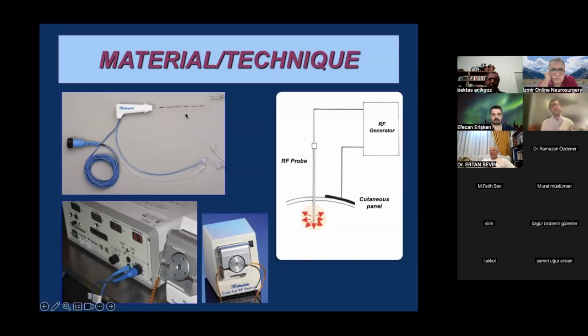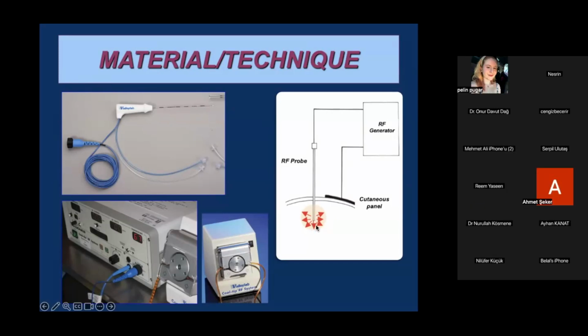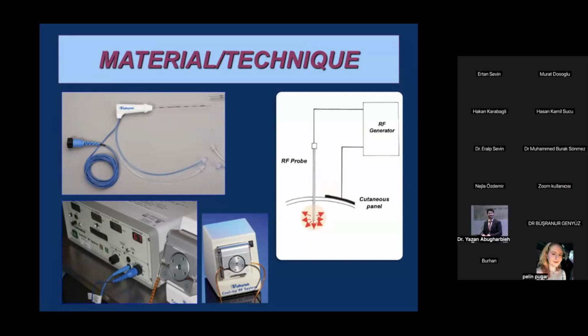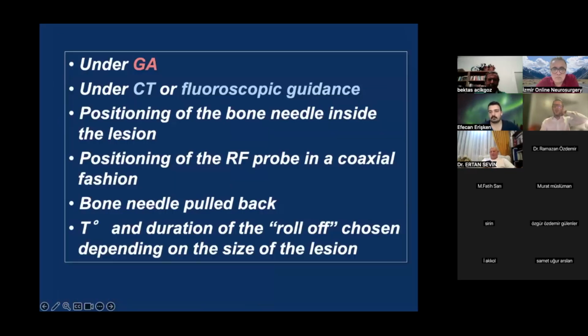So you use the Cool-tip device, but there are numerous devices to do this radiofrequency ablation. This is the probe that we will use, which will be inserted in the lesion to treat. You have a cutaneous panel to have the negative probe to have the current. And everything is connected to the radiofrequency generator.